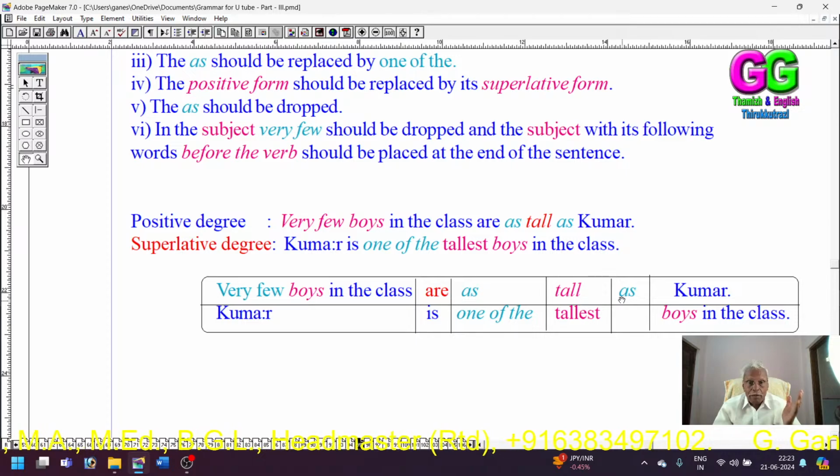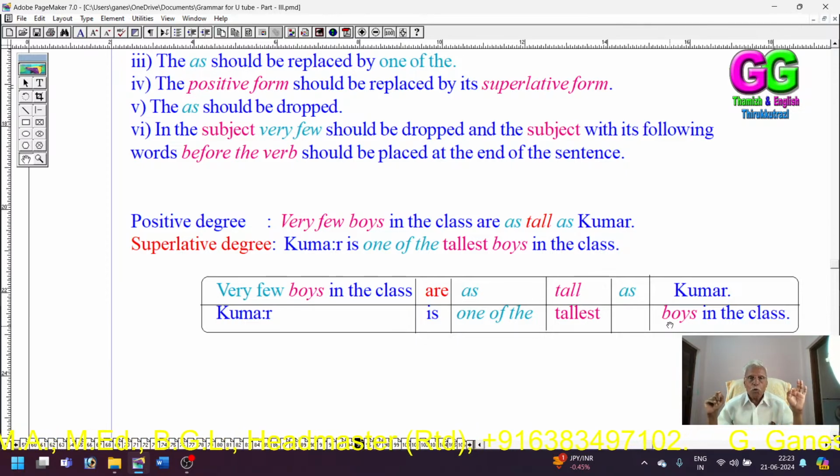Fifthly, the second scale of positive degree has been dropped. Then, sixthly, the two words "very few" in the subject are dropped. Both "very few", the two words, are removed, and the remaining part of the subject is made as the complement. That's all. Six rules.